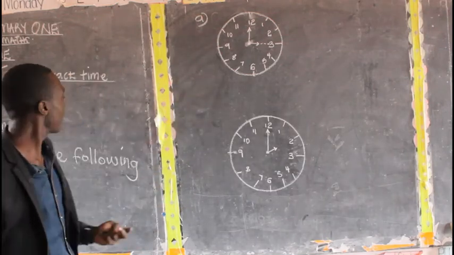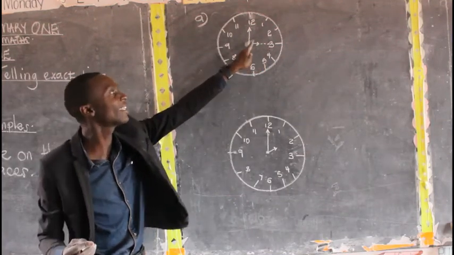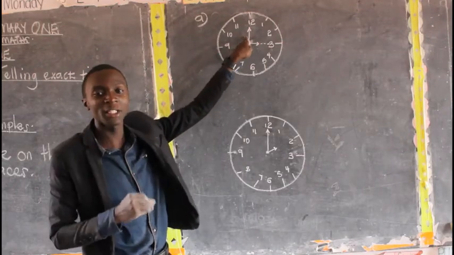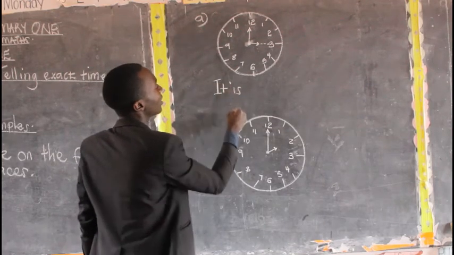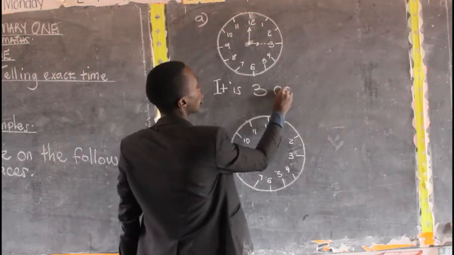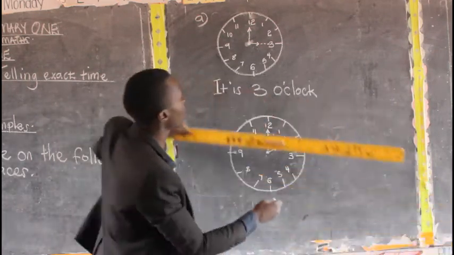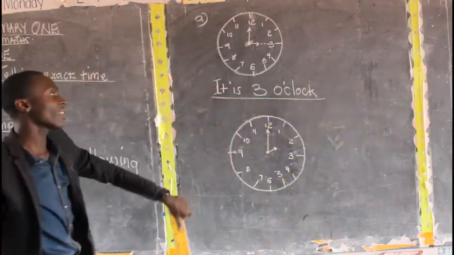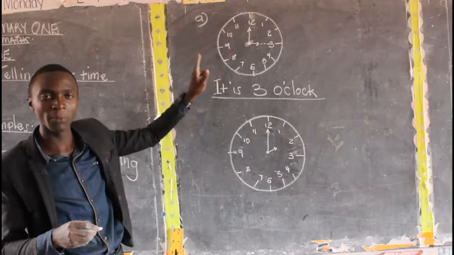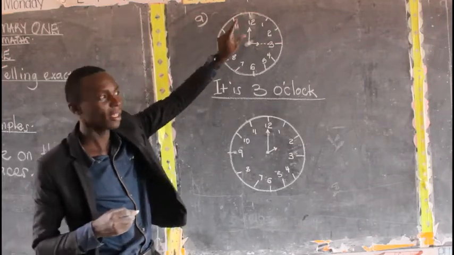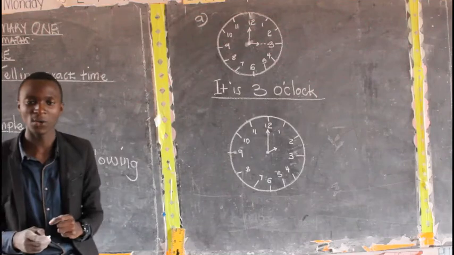Example one says, tell the time. Here the short hour hand is facing 3 and the long minute hand is exactly facing 12. We describe this time by saying it is 3 o'clock. That's how we describe our time. When the short hour hand is facing exactly 3 and the long minute hand is exactly facing 12, that's when we say it is 3 o'clock. It is exactly 3 o'clock. That's how we describe it.